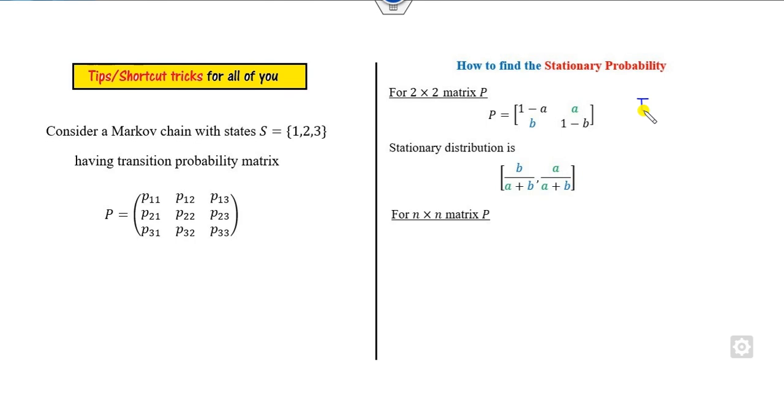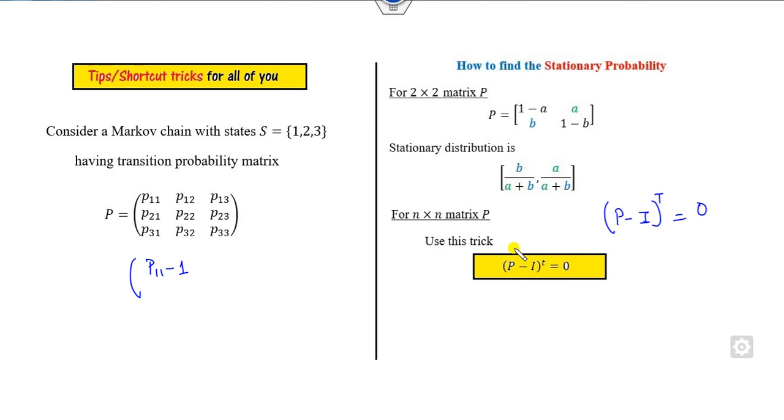Otherwise you can find it from pi P equals pi and solve that, but there is no need for this. Whenever you have an n cross n matrix, like 3 cross 3 or 4 cross 4, always try to solve by the transpose of P minus the identity matrix. What is that? Here this is P11 minus 1. I take the transpose, so it is P21, P31, and then P12, P22 minus 1, and so on. Now you have to solve this determinant.